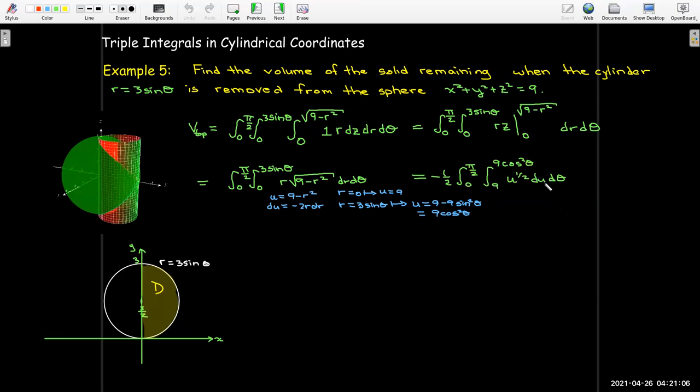So now my integral in terms of u, I'll have the negative 1 half. That comes from the negative 2r dr here. My lower bound is 9. Upper bound is 9 cosine squared theta. Integrand now is u to the 1 half. So the antiderivative would be u to the 3/2. I'll need to multiply that times 2/3, but I already have the negative 1/2. So now I get negative 1/3. And I'm going to evaluate that between 9 and 9 cosine squared theta.